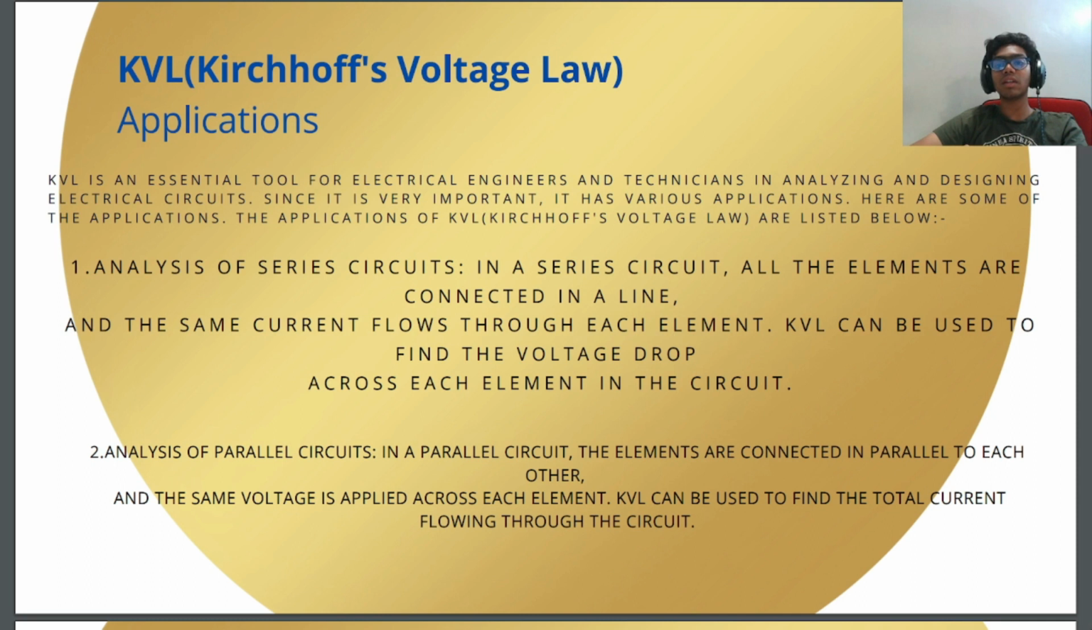In a series circuit, all the elements are connected in a line and the same current flows through each element. KVL can be used to find the voltage drop across each element in the circuit. 2. Analysis of parallel circuits. As there is series, there must be a parallel. In a parallel circuit, the elements are connected in parallel to each other and the same voltage is applied across each element. KVL can be used to find the total current flowing through the circuit.